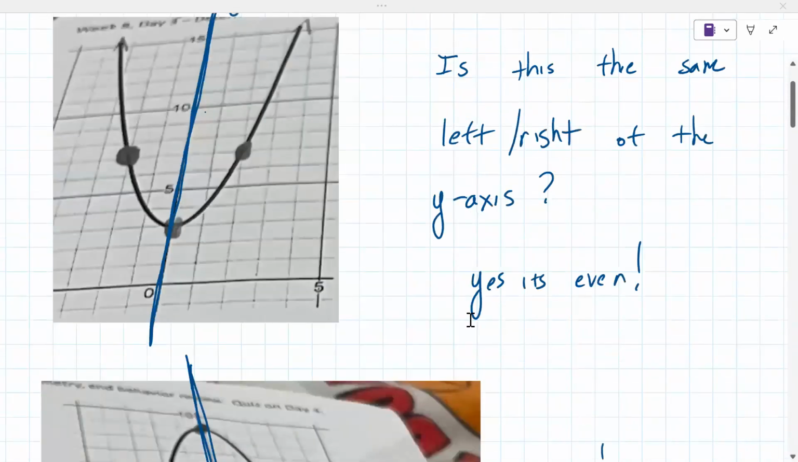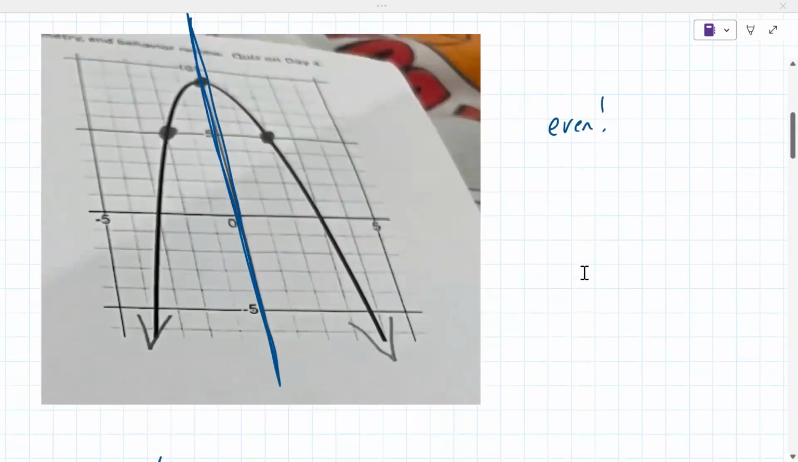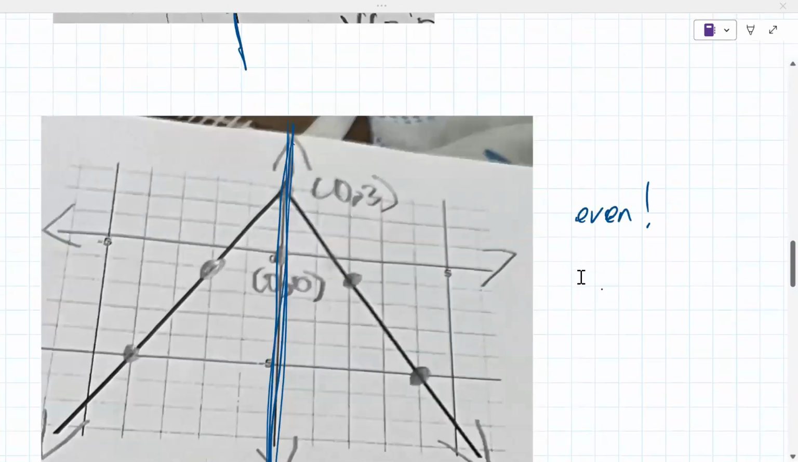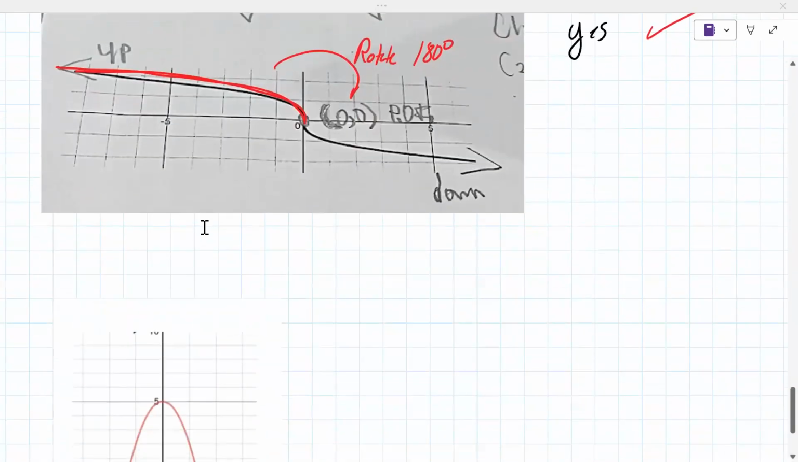That's terribly confusing, what you just said. Let's go back and look at this. It needs to go through the y-axis. What does this say right here? It's the same left and right of the y-axis. Yes, that's even. So we draw a line down the y-axis, and if it's the same on the left and the right, then it is even. What's the rule for odd? For odd, it needs to go through the origin. Okay. Then the second thing is it has to be a rotation. You have to see the same thing there.